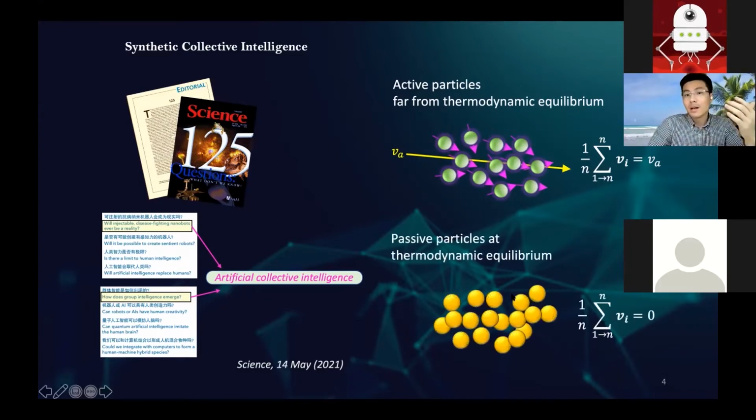Compared with the active particles, passive particles are always at the thermodynamic equilibrium state. Even at the population level, those passive particles are still isotropic for each particle. So in this case, if you calculate the mean velocity of those passive particles in the system, it will always be 0.